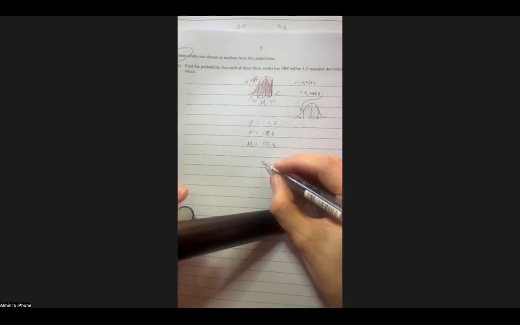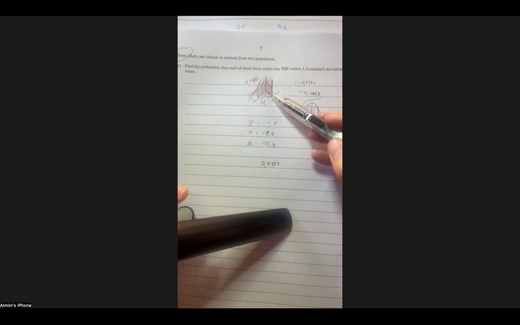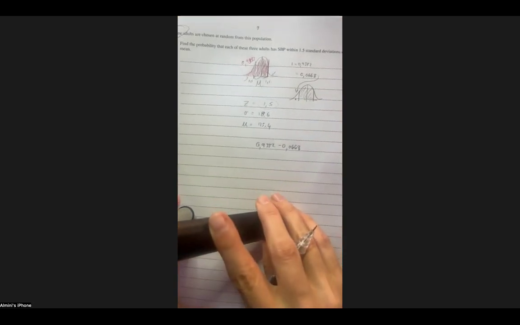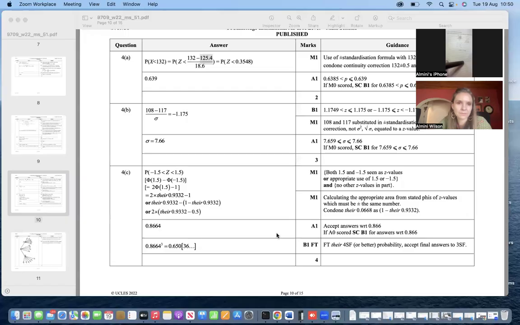So if you know now that that is the area where you do the complement, all you need to do is take your 0,9332, which remember is that whole red area, minus 0,0668. And then we'll see what you get there. Or we will use the memo.